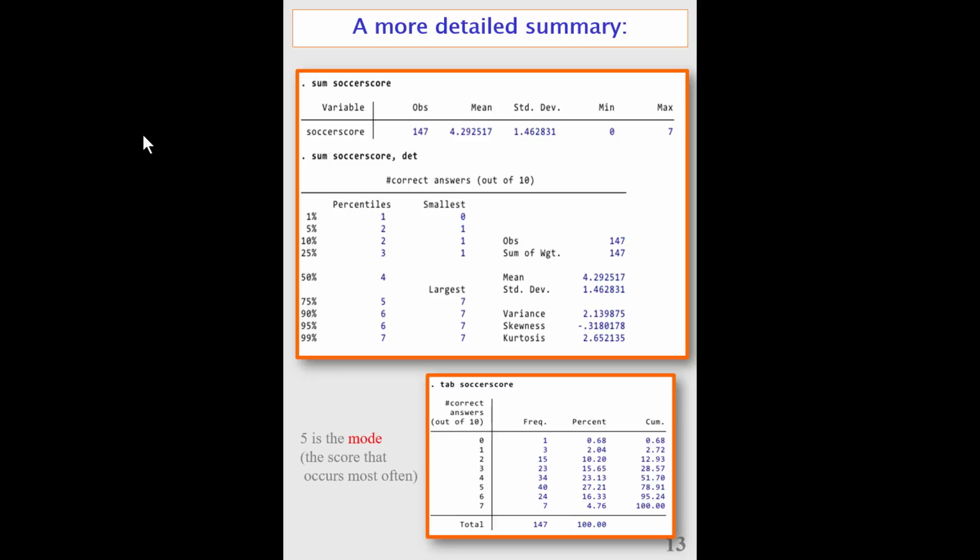That is the score that occurs most often. So if this would be the actual soccer score that you have here, and you simply look at the frequency table and see, well, where's the highest number, 40, so apparently 5, that's the one that occurs most often, and this is why 5 is the mode. So all these things that you could be interested about actual variables in your data, you can find in these standard Stata commands.